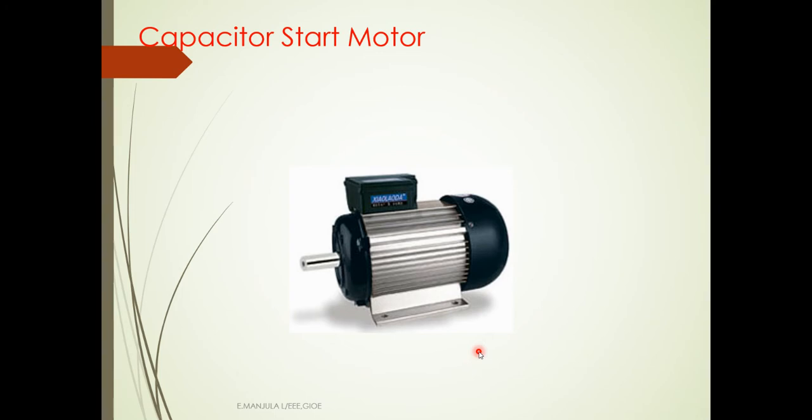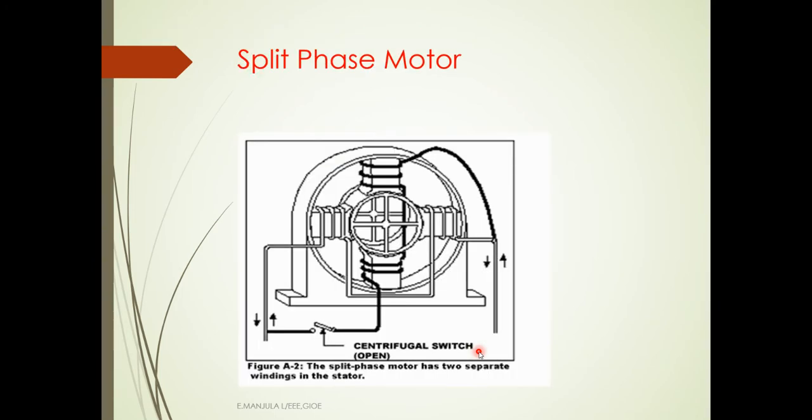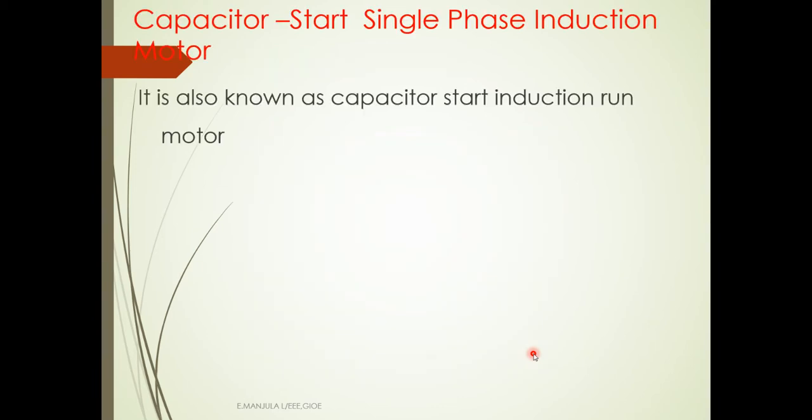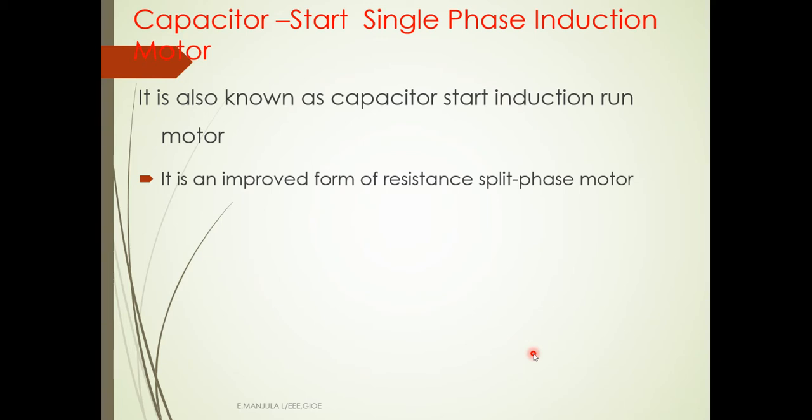Now we will see the capacitor start motor. This is a split phase motor with a centrifugal switch, you see, and there is another switch and another winding. The black, dark colored winding is the auxiliary winding. Okay, the capacitor start single phase induction motor is also known as a capacitor start induction run motor.